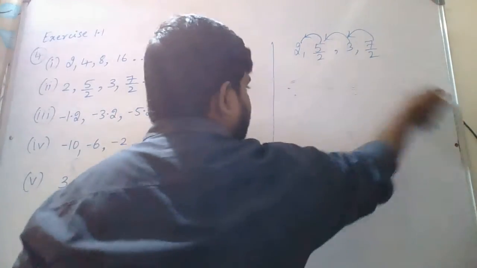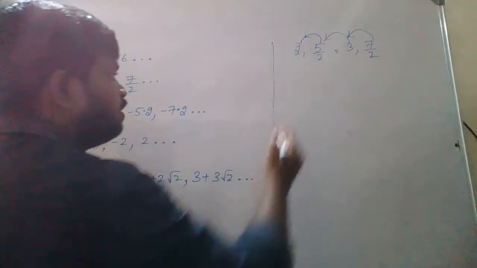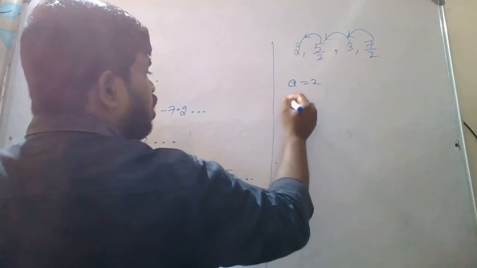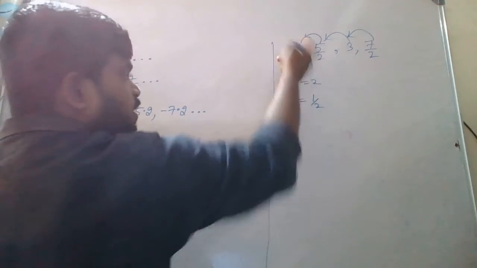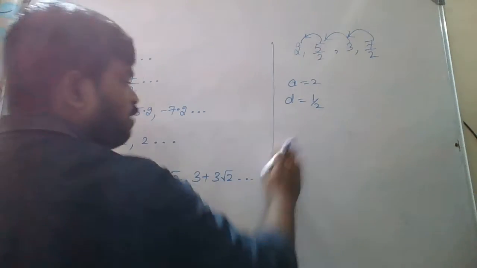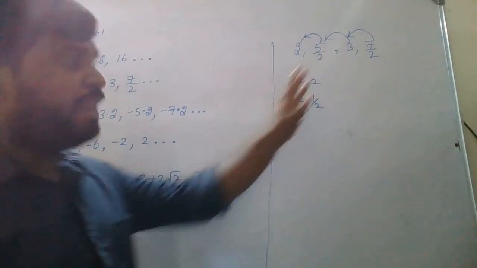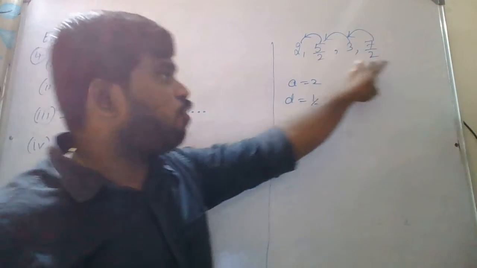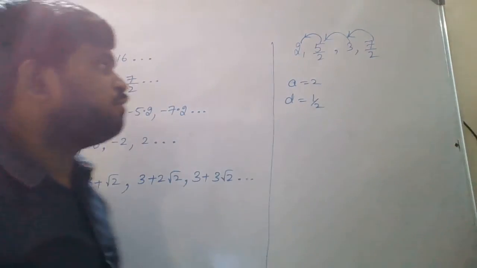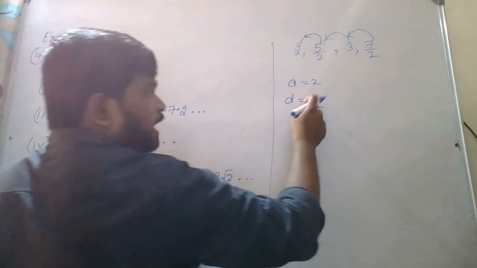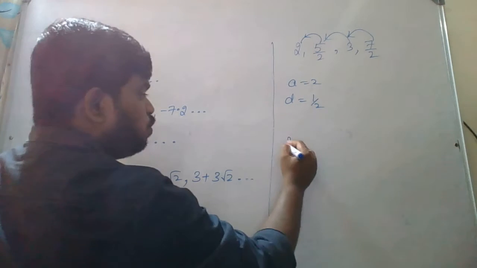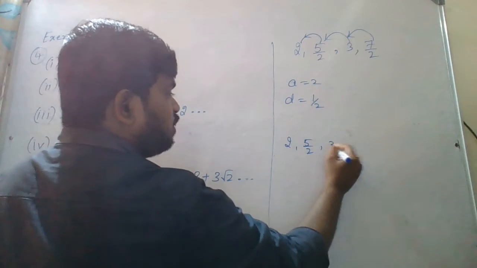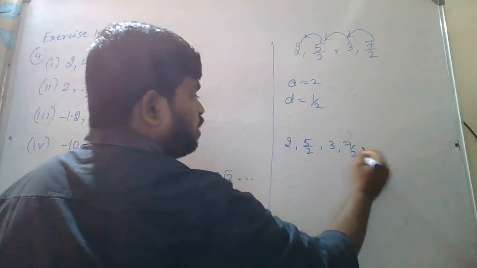If this is an AP, we have to find the value of A. What is the value of A? 2, and the common difference is 1 by 2. Just now we did it, isn't it? 5 by 2 minus 2 is 1 by 2. And we have to find the next 4 terms. They have given you 4 terms. The next 4 terms you have to find. So for this you have to add D. So 2 comma 5 by 2 comma 3 comma 7 by 2 comma next term.